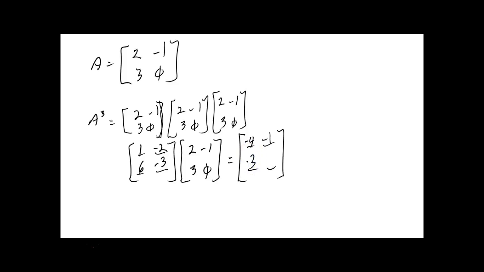And the last entry is going to be the 2 by 2, and that would be second row by second column, which is -6. -4, -1, 3, -6. Okay?